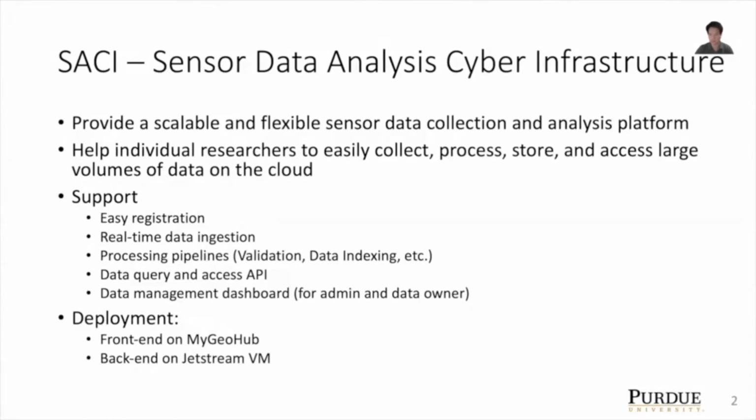So SACI can enable individual researchers to easily collect and analyze real-time sensor data, and enable stakeholders to explore the data and make timely decisions on policies and practices. The front end is deployed on MyGeoHub, the Geospatial Science Gateway, and the backend is deployed on Jetstream Cloud Virtual Machine.